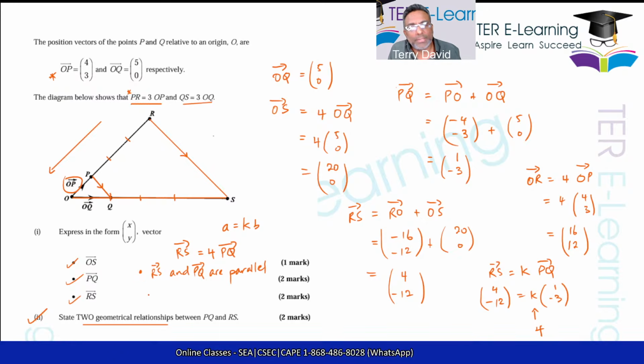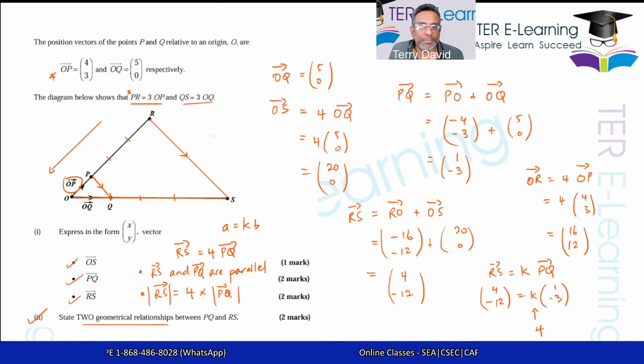They are parallel. The second thing we can say here is that we can speak about the length. So we can say that the length of RS is equal to 4 times the length of PQ. So you can write this in terms of lengths. So those are the 2 geometric relationships we're talking about here.